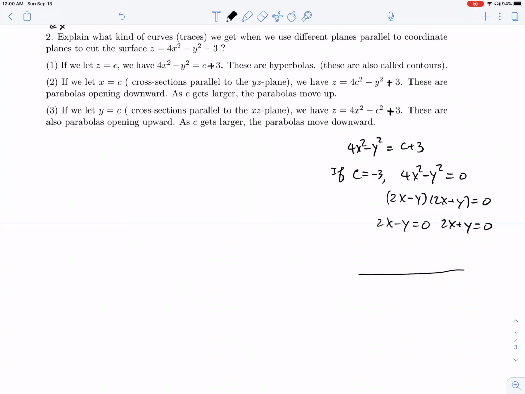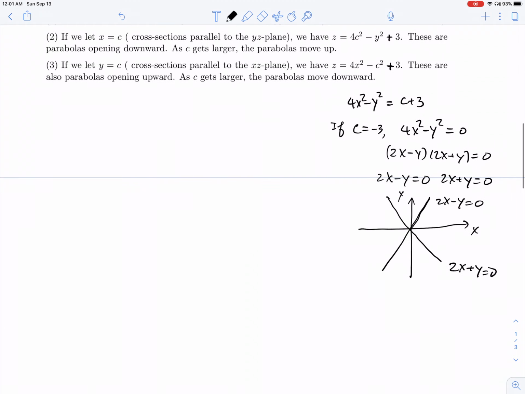And in the xy coordinates, we have the following. Let's say this is x, this is y. Then we have y is equal to 2x, like that. And the other one is y is equal to negative 2x, symmetrical like this. This is 2x plus y is equal to 0, and this is 2x minus y is equal to 0.